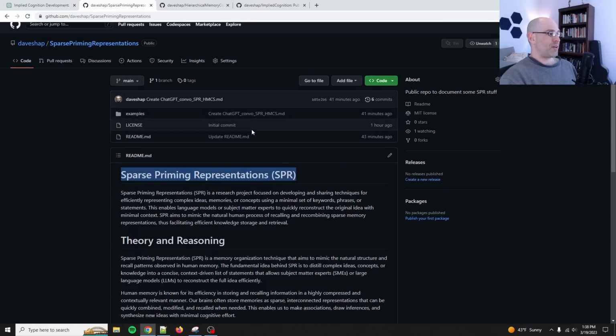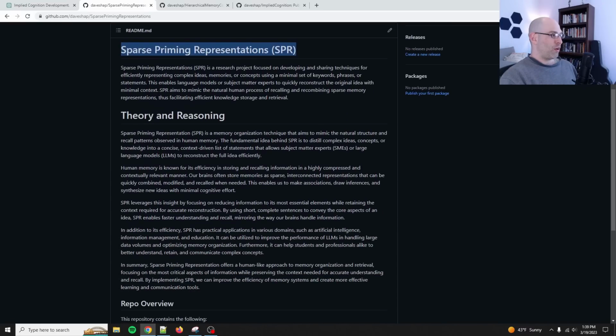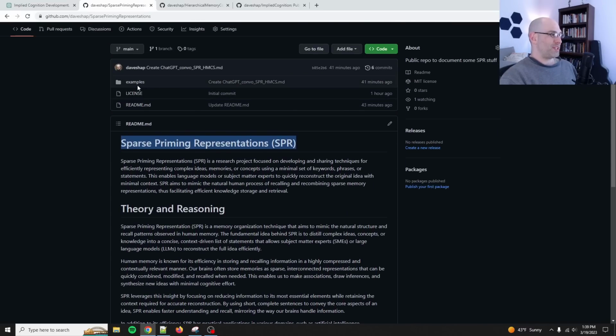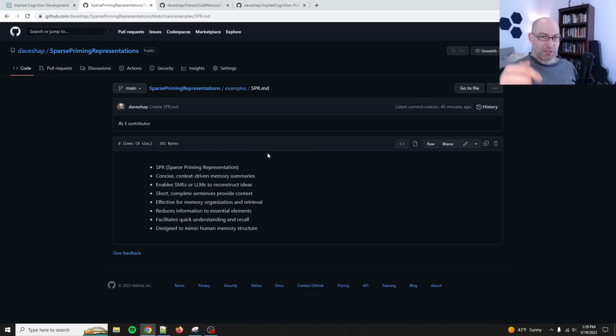So I have this out here. It's a very high-level overview with a few examples of what sparse priming representations are. For instance, I had it write an SPR of SPRs. So: sparse priming representation, concise context-driven memory summaries, enables SMEs or LLMs to reconstruct ideas.